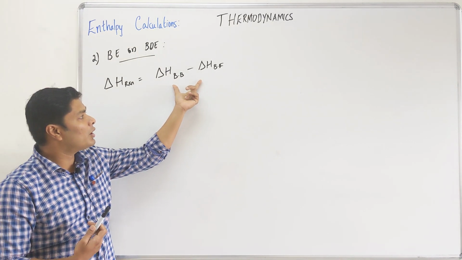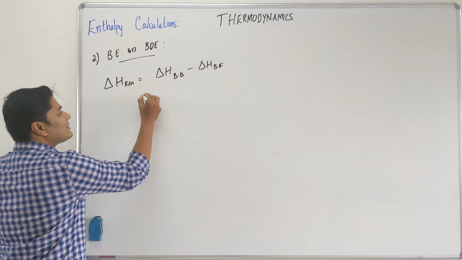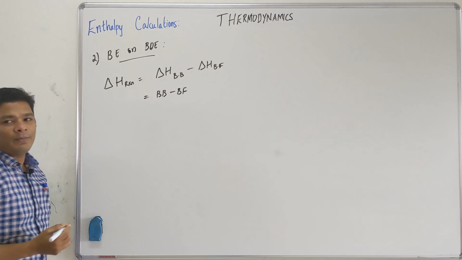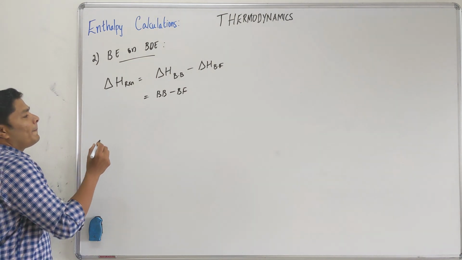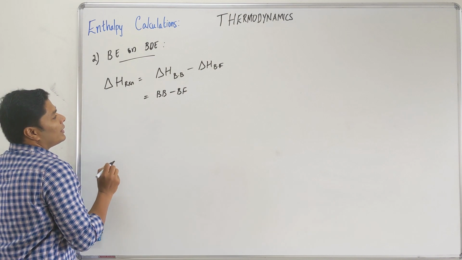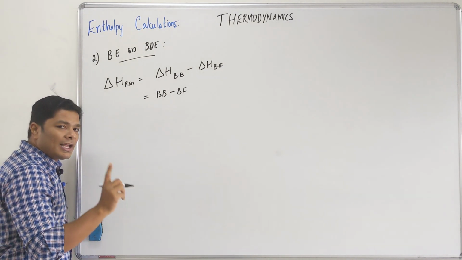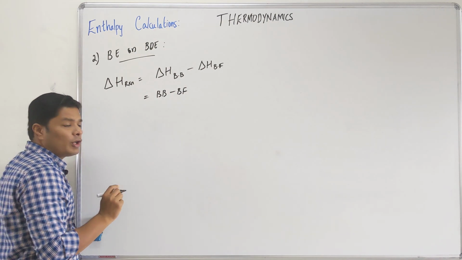Bonds broken minus bonds formed. I just simply stick with BB minus BF. Now when you look at it, this is extremely straightforward, but you have to be careful about all the types of bonds you are breaking, all the types of bonds you are breaking.